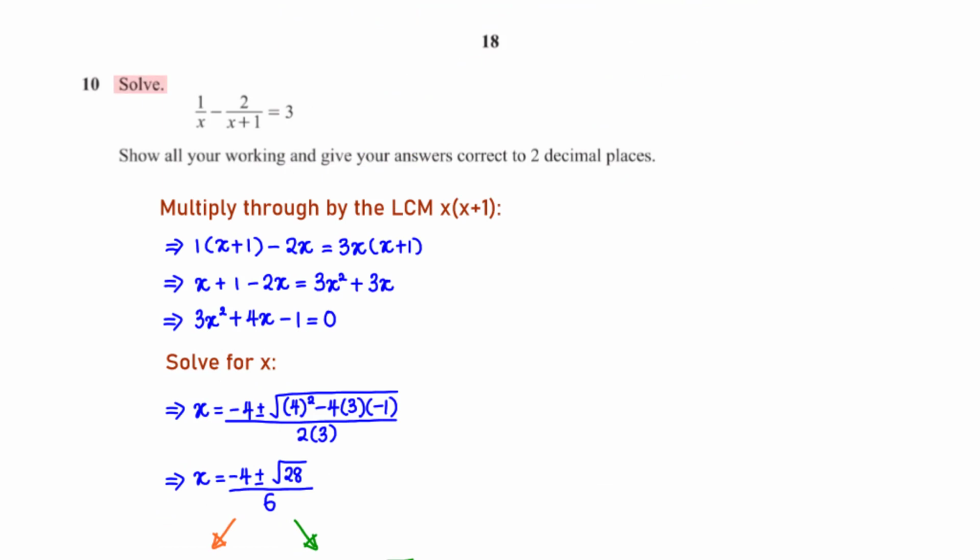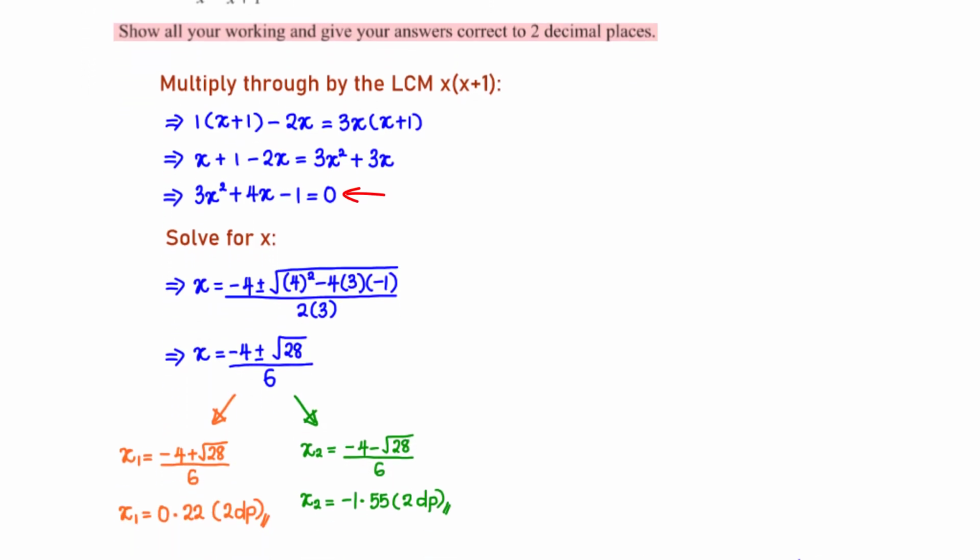Solve 1 over x minus 2 over x plus 1 equals 3. Show all your working and give your answers correct to 2 decimal places. When we multiply through the equation by x times x plus 1, this is what we get. When we expand the brackets on both sides of the equation, this is what we have. When we move all the terms to one side of the equation and group like terms, we get 3x squared plus 4x minus 1 equals 0.